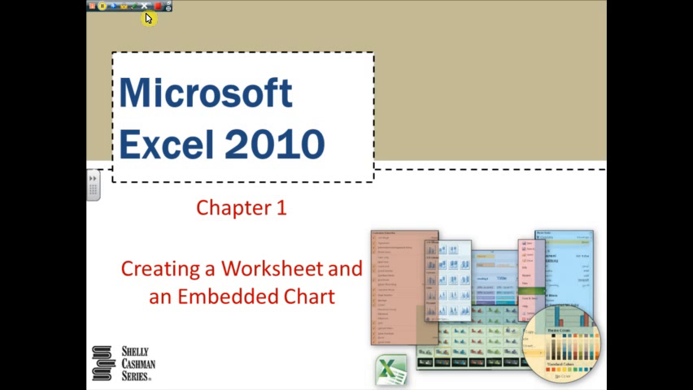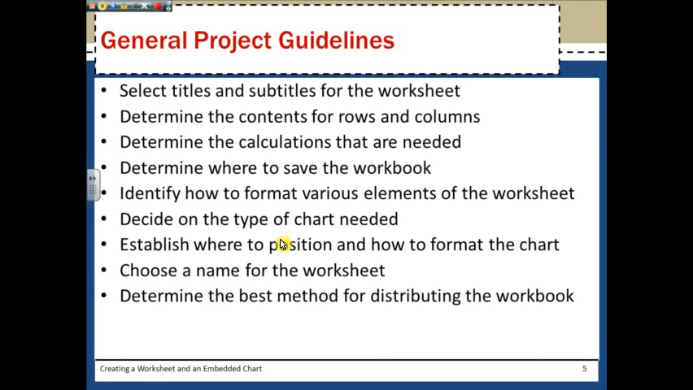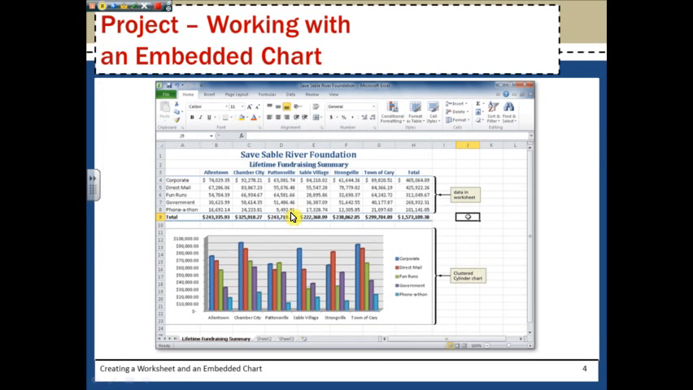The data in the worksheet and the chart includes data for donations made to a nonprofit organization that operates in several cities. The project in this chapter will follow the proper design guidelines and use Excel to create the worksheet that you see here. This worksheet contains fundraising data for the Sable River Foundation.